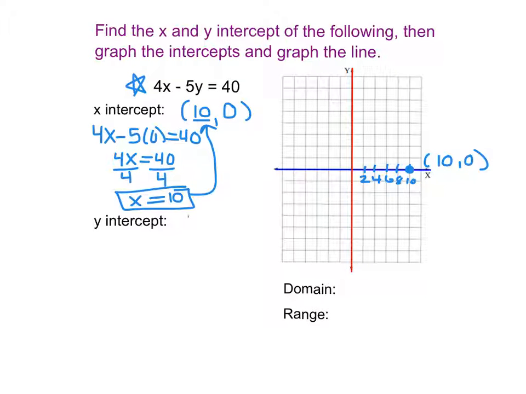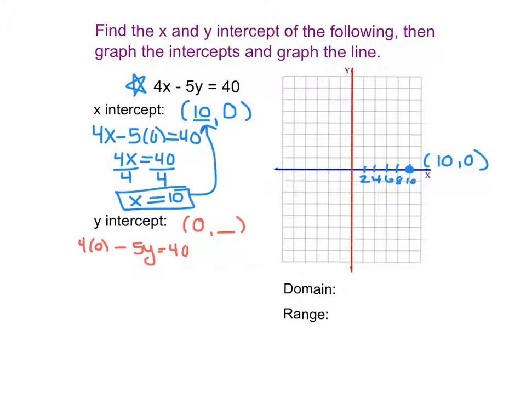So I'm going to start by remembering that this is a point, and what I know about this point is that the x value is always 0, and I need to find y. So what we're going to start with is substituting in 0 for x. So I have 4 times 0 minus 5y is equal to 40.